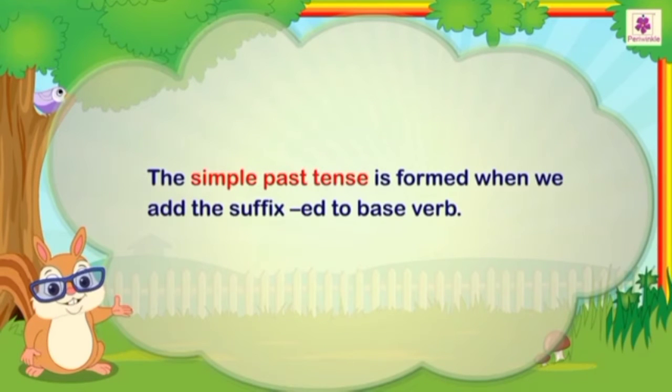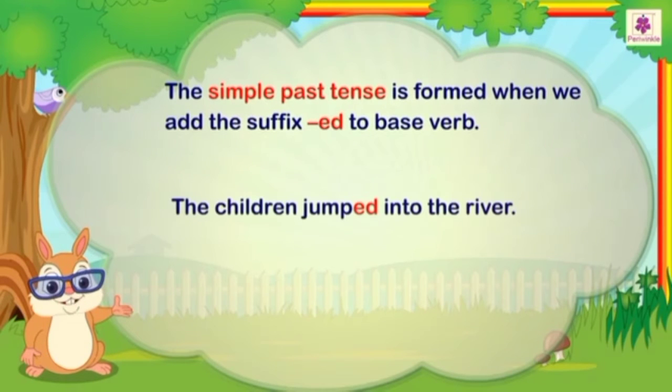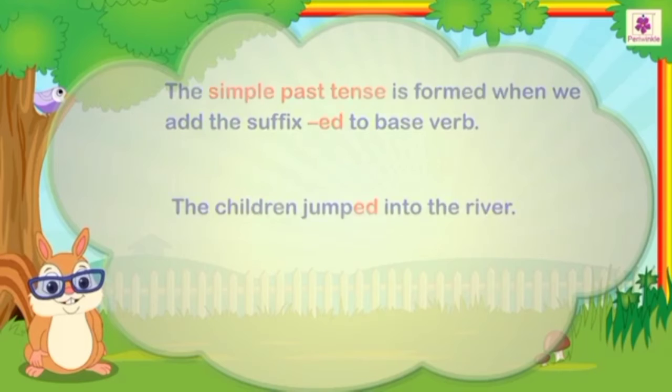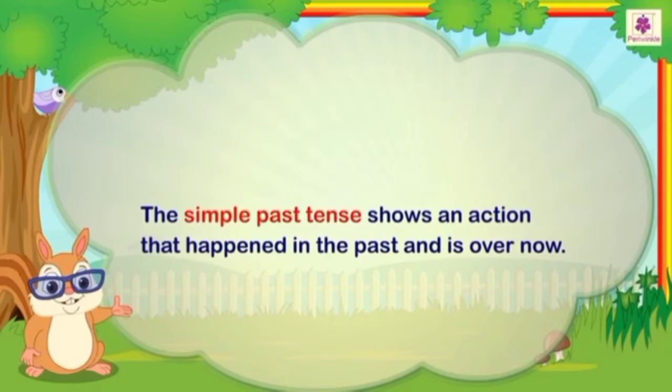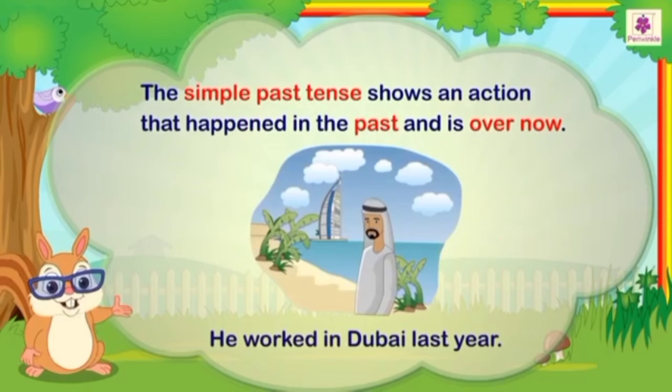The simple past tense is formed when we add the suffix ed to the base verb. For example, the children jumped into the river. The simple past tense shows an action that happened in the past and is over now. For example, he worked in Dubai last year.